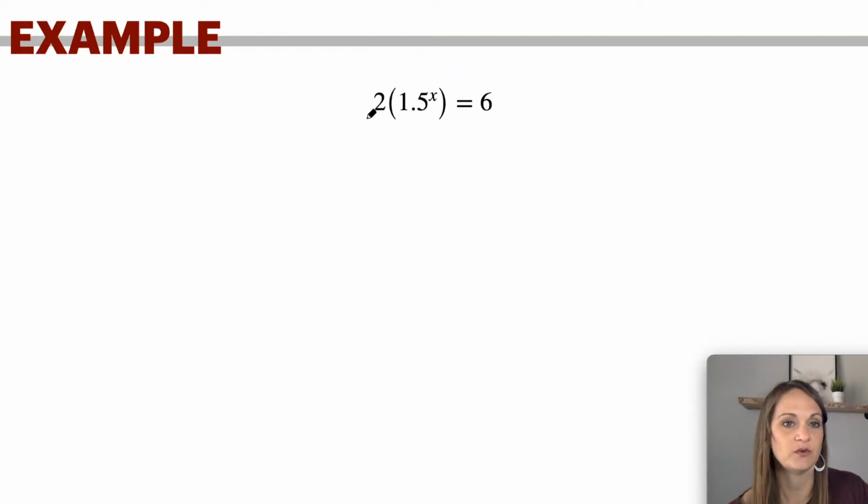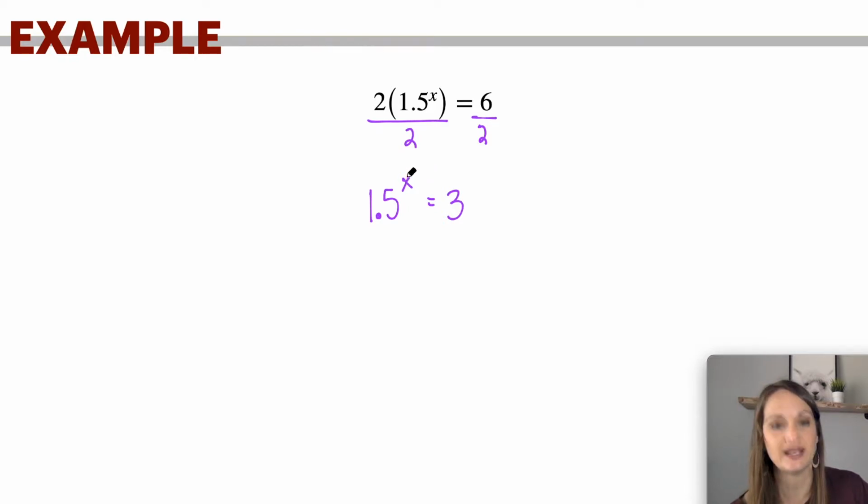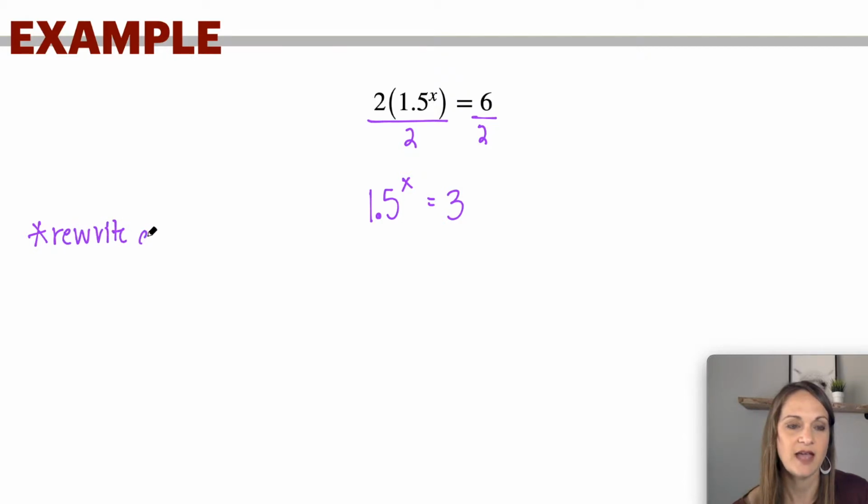In this case, we cannot first get rid of the x. We first have to get rid of the 2. So we're going to divide both sides by 2, and we'll get 1.5 raised to the x equals 3. Again, we have a variable that is in the exponent. So we're going to have to rewrite as a log.